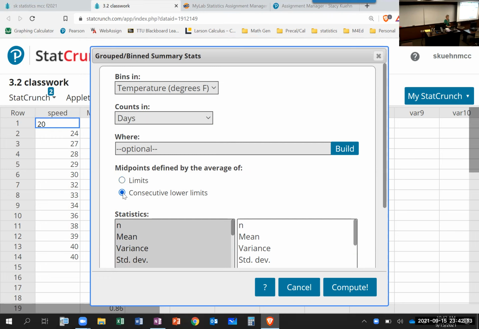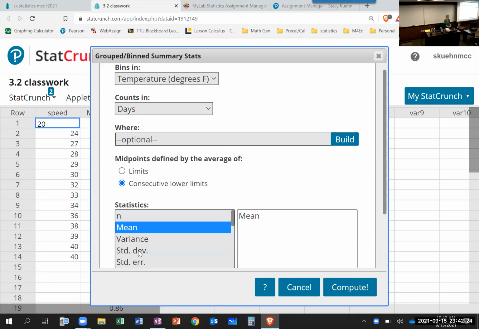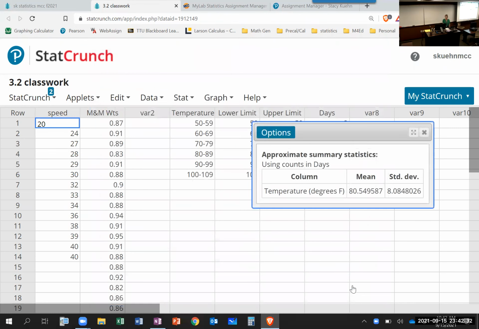Now choose consecutive lower limits. I don't know why, just do it. That's what they told us to do. And this is where I can choose mean and standard deviation and click compute. So it's the same process as what we were doing before, but if you've got grouped data, then you need to go to the grouped or the binned data option. It's going to work its magic on that formula, and it's going to give you the values. So we have a mean of 80.5.